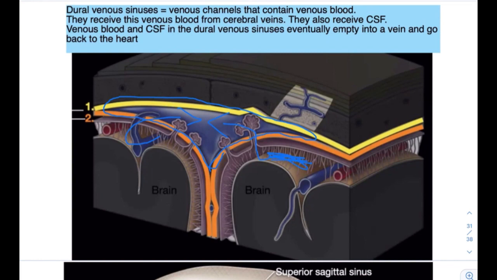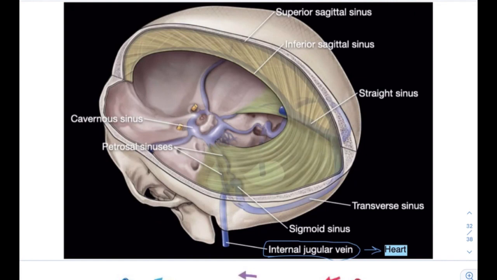And the CSF and the cerebral veins are located in the subarachnoid space. This is the arachnoid mater, and below it is the subarachnoid space, where there are blood vessels, the cranial nerves, and the CSF. So all these structures here are the dural venous sinuses. I just want to show you a picture of them. They all eventually empty into the internal jugular vein and then back to the heart.